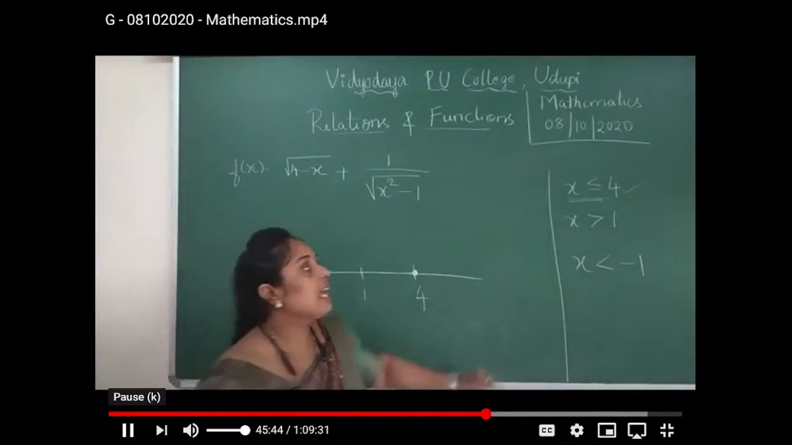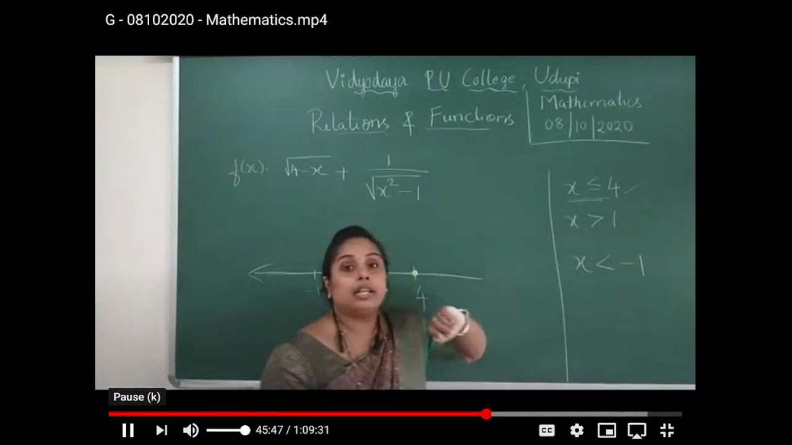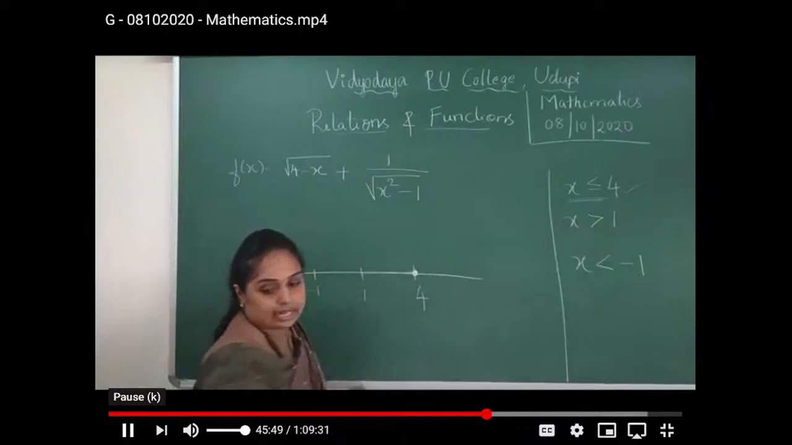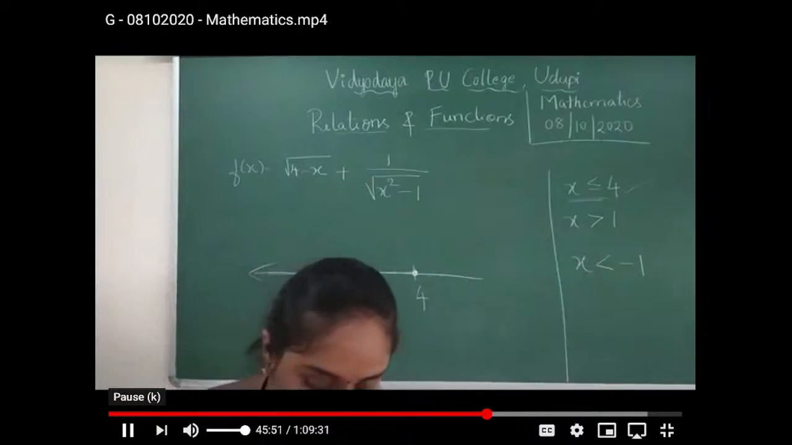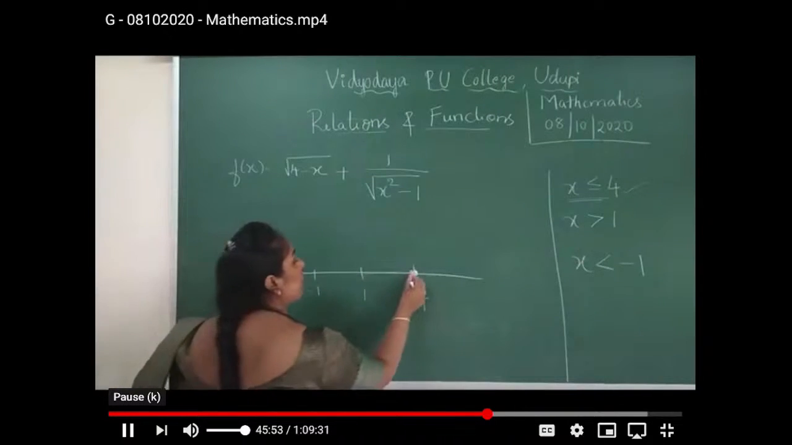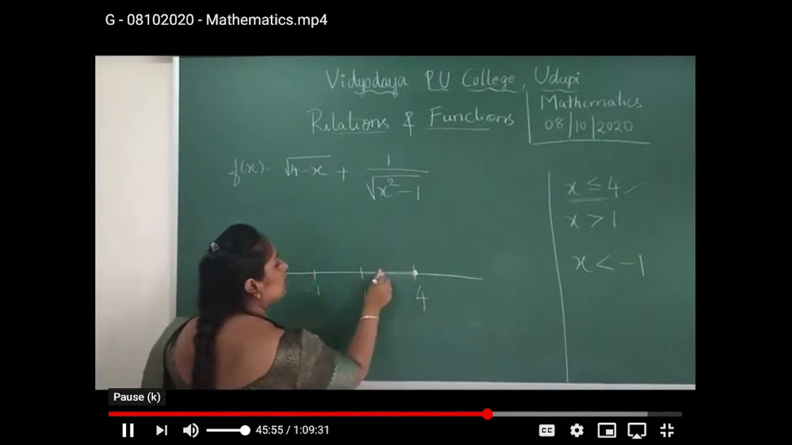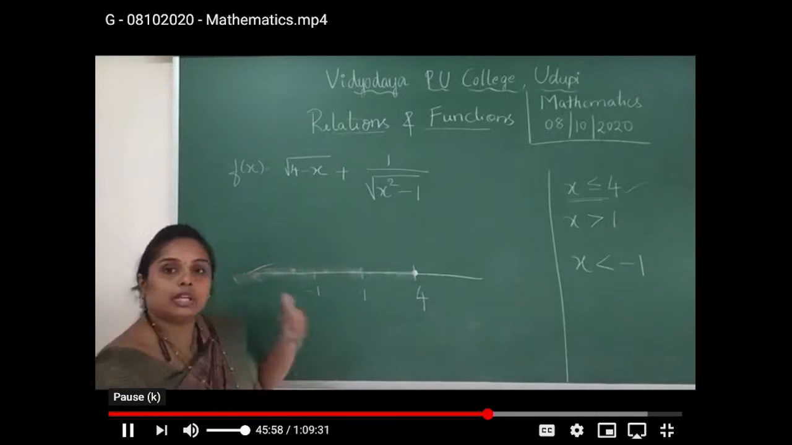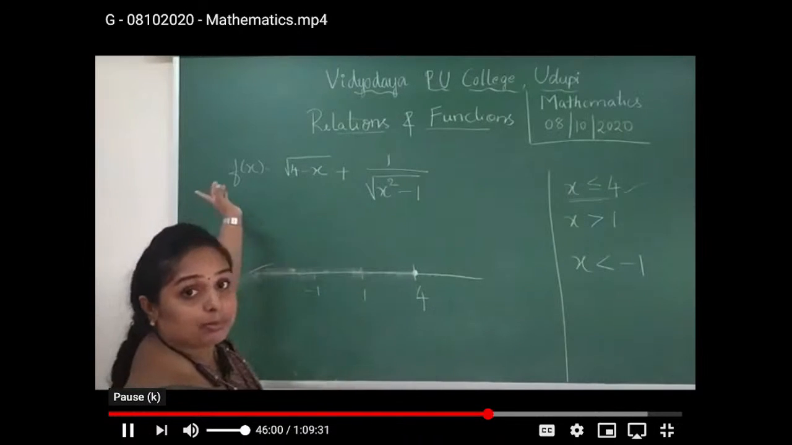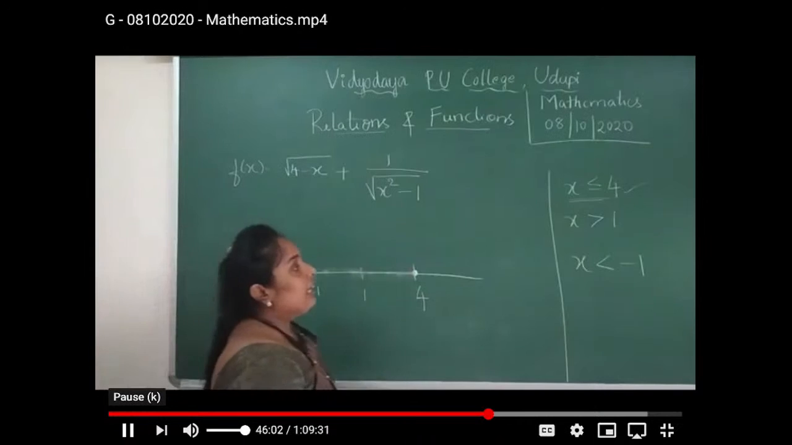Okay, next is x is greater than 1. So I have plotted this side. Let us see the others. I have plotted this side. Okay, this side, less than 4, means it goes up to minus infinity.